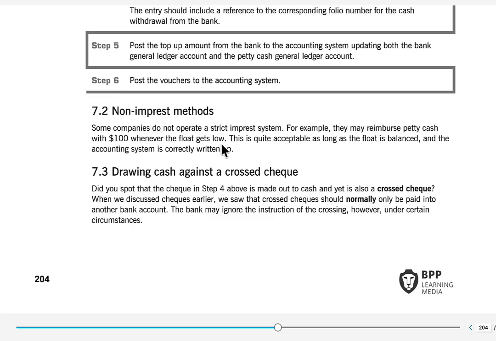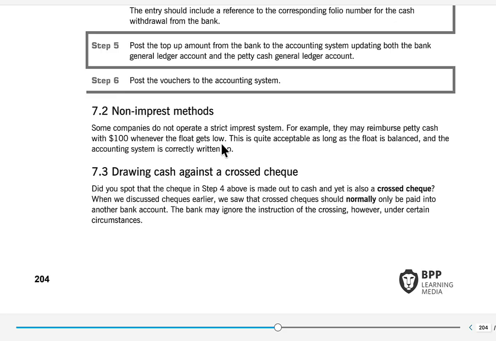3. An example to make it very clear. Imagine petty cash started at $200. Then during the week, staff spend petty cash on small items. After some spending, petty cash might fall to $40. Now the petty cashier says, we need more cash. So the business gives $100 to petty cash. Now petty cash becomes $140. Notice what happened. It did not return to $200. It just increased by $100. So the petty cash level is changing and moving up and down. It is not fixed. That is a non-imprest method.